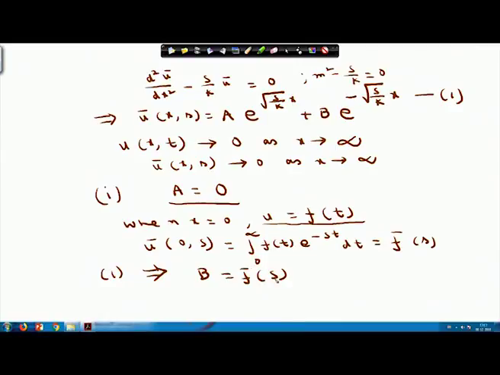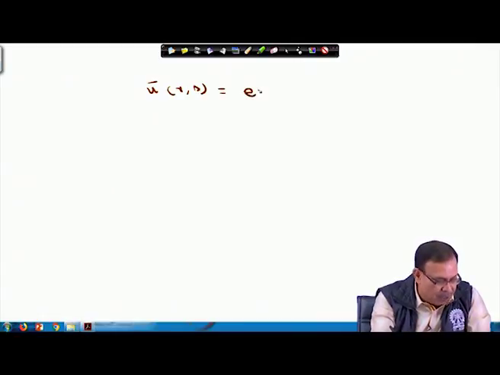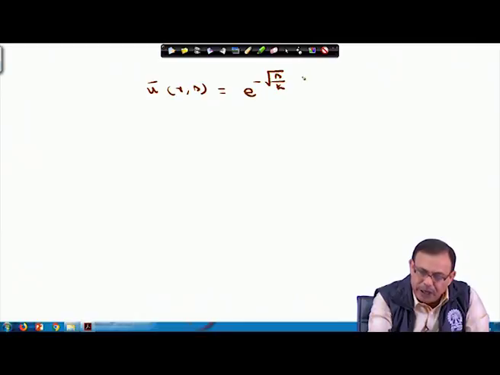You will obtain from here b: as x approaches 0, this term will be 0, and u bar(0,s) is f bar(s). So, b equals f bar(s). So, in equation 1, the value of a is 0 and the value of b is f bar(s), so that you can write down your u bar(x,s) equals e to the power minus root over s by k into x into f bar(s).